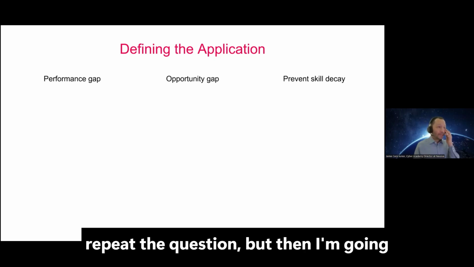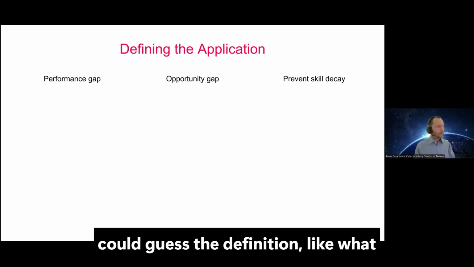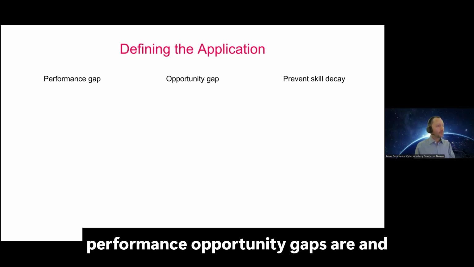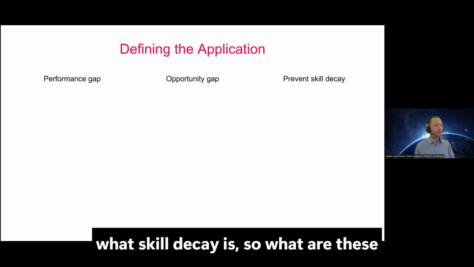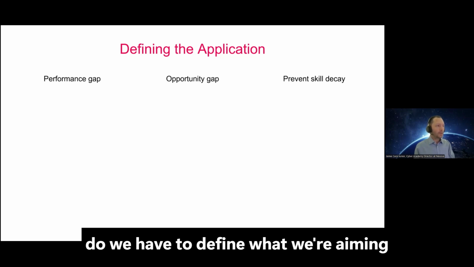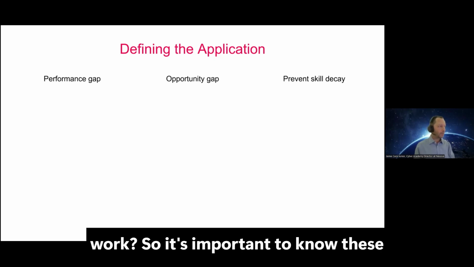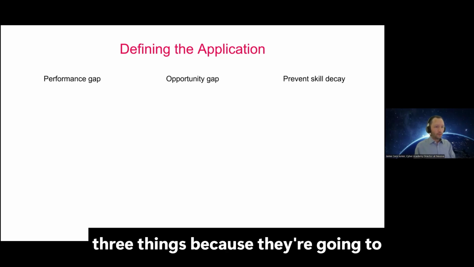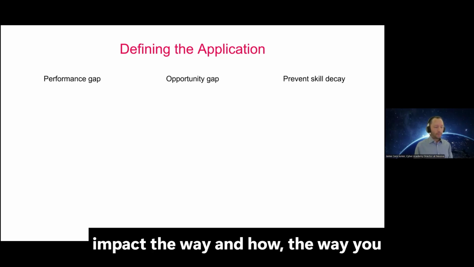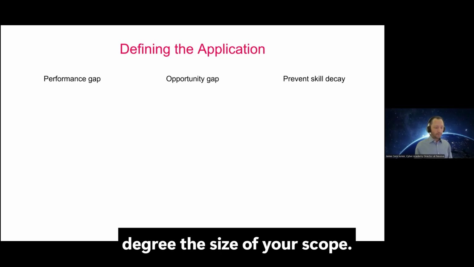So I'll repeat the question, but then I'm going to move on. My question was, if you could guess the definition, like what performance and opportunity gaps are and what skill decay is. So what are these things and why do they matter? Why do we have to define what we're aiming for before we continue with our scoping work? It's important to know these three things, because they're going to impact how you scope, and also to some degree the size of your scope.